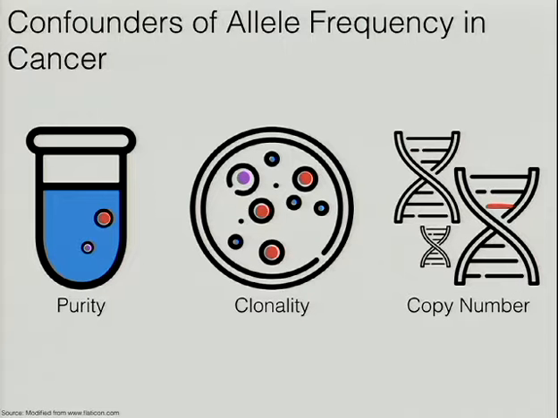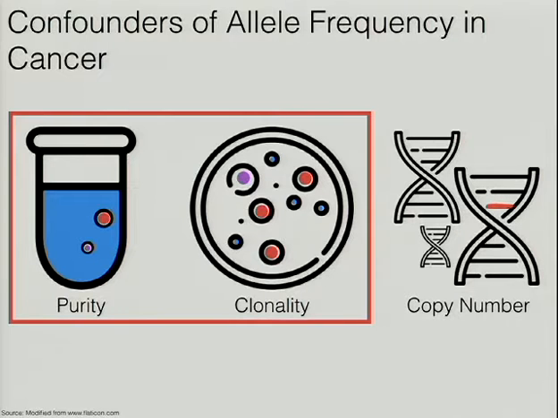Now, as I noted, there are confounders of variant allele frequency. The first is purity, which we also call normal cell contamination. The second is clonality, which means there are multiple subclones in a sample. And the third is copy number, which means there are multiple copies within the cell of a given variant, away from the homozygote, heterozygote norm. And for this research, I'll be focusing specifically on purity and clonality.